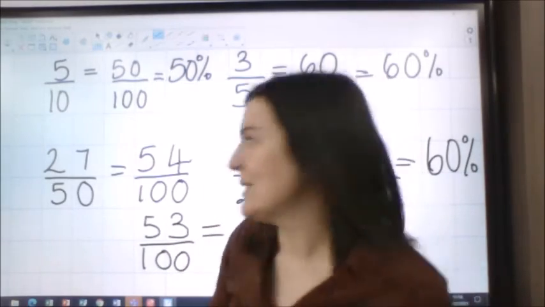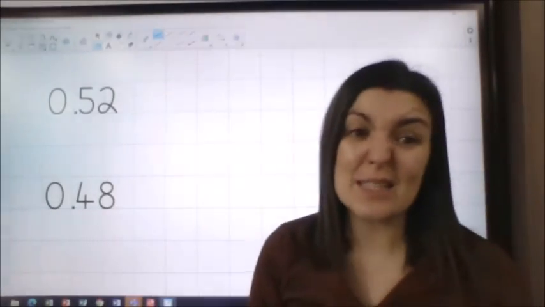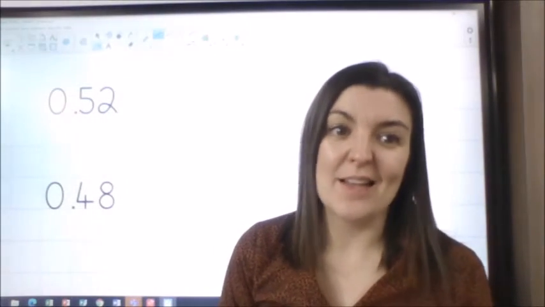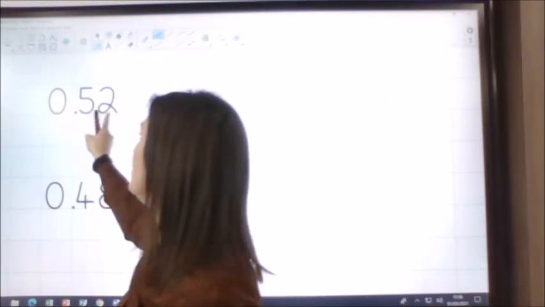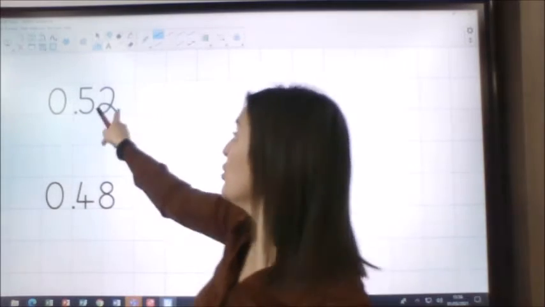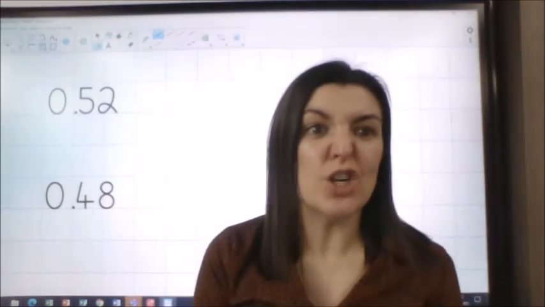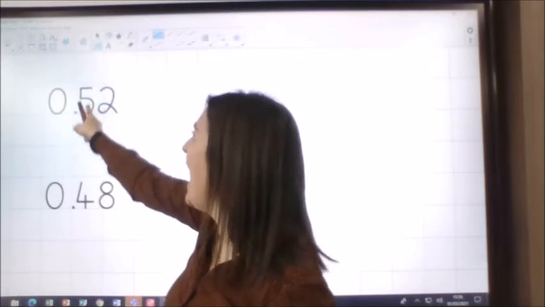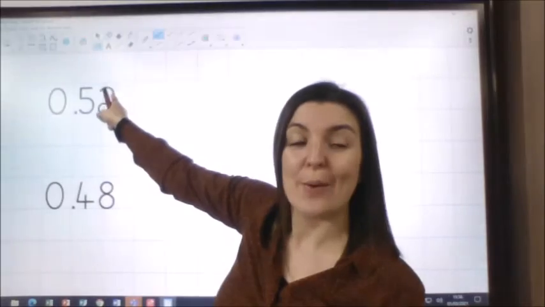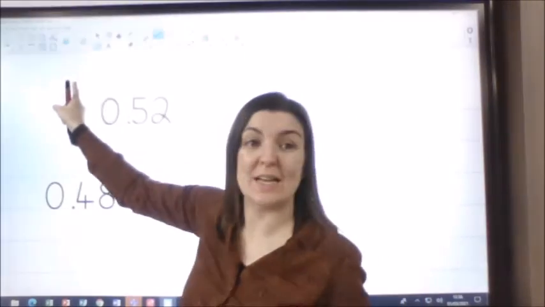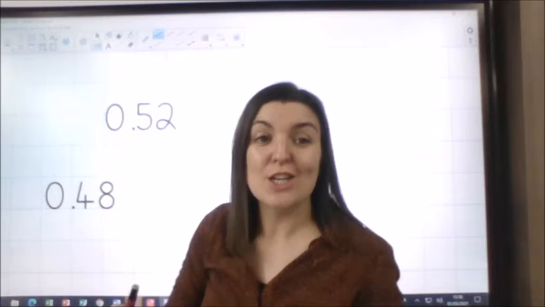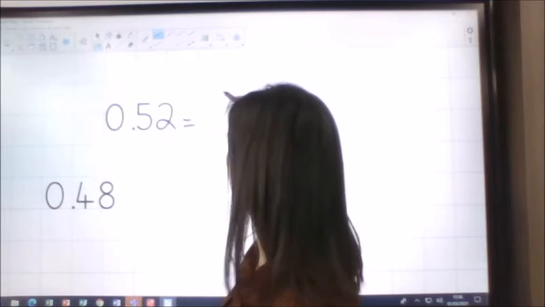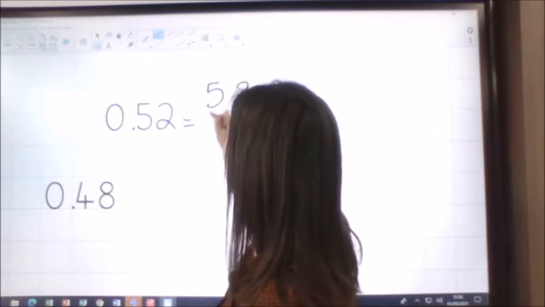So I'm going to go through decimals next, because you've also got to do some decimals as percentages. Now the decimal ones are really easy, especially as you've got 2 decimal places. So if you've got 2 decimal places, that already shows that it's hundredths. So if you remember from our place value, you've got ones, tenths, hundredths. So we already know, because this has got 2 decimal places, that it's hundredths. So this would be 52 hundredths.